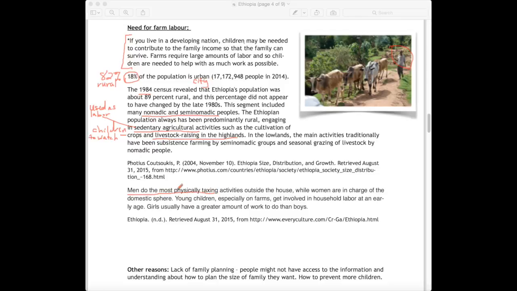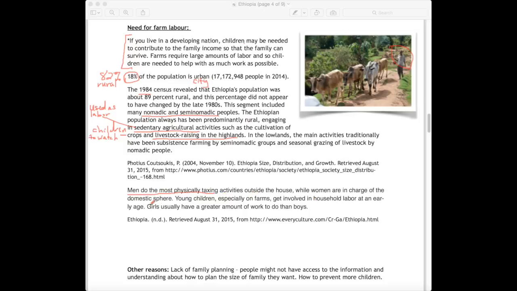Men do most of the physical taxing activities outside the home. So again, farming, watching the livestock. Notice again, here's another reason why it might be beneficial to have more males, to continue to try and have more children that are males in a family if you're in Ethiopia, because men are doing the hard work, and if you're farming you want as many boys to do that work.